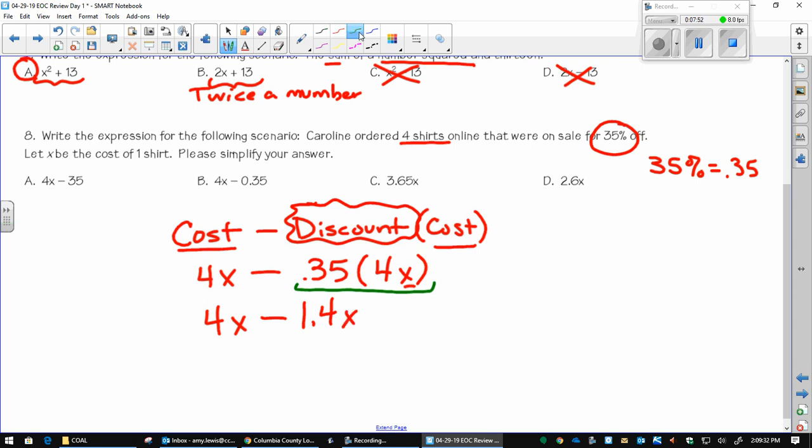And now we can add these two terms together. And we end up 4 minus 1.4 is 2.6x. 2.6x.